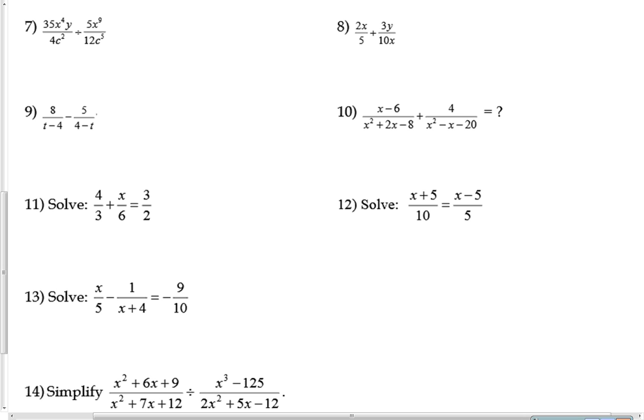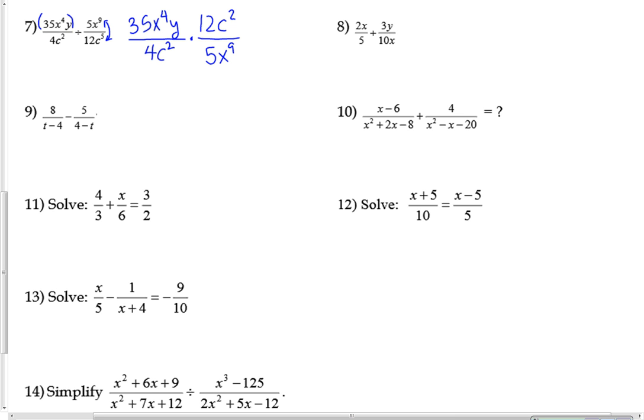Okay, moving along to number 7, I've got another division problem. These factors were not your typical quadratic factors, but I can still think of this as having factors. I've got 35x to the 4th y over 4c squared. So I could break that down into things that multiply to 35, etc. On the second fraction, since it was division, I'm going to flip it. So I'm going to put my 12c squared on the top and my 5x to the 9th on the bottom.